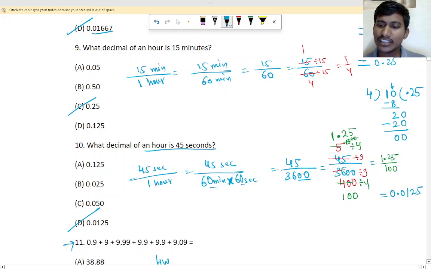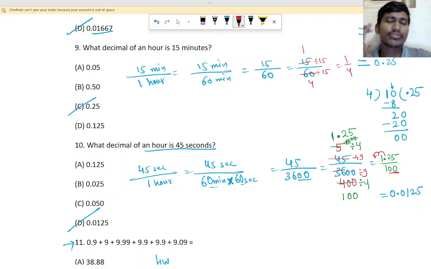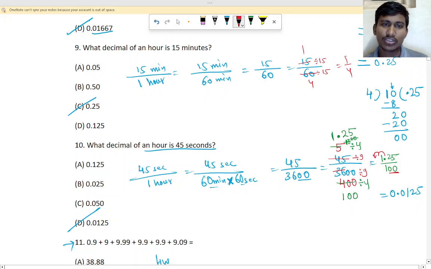0.0125. Here in the denominator 2 zeros are there, right? So we have to take 2 more decimal places. Understand? So these 2 zeros will shift the decimal place 2 times. So it will be 0.0125. Understand? Okay, good.